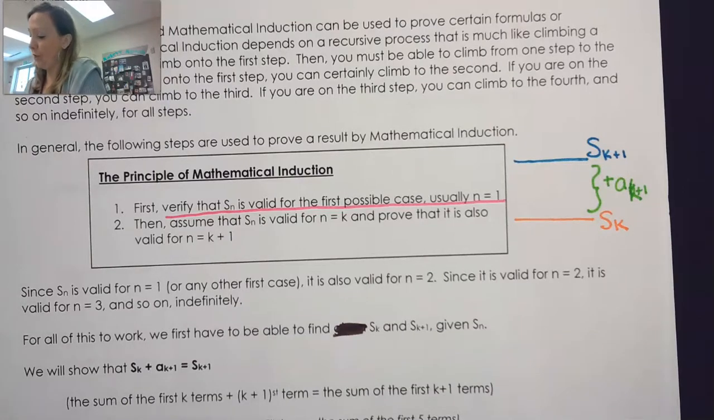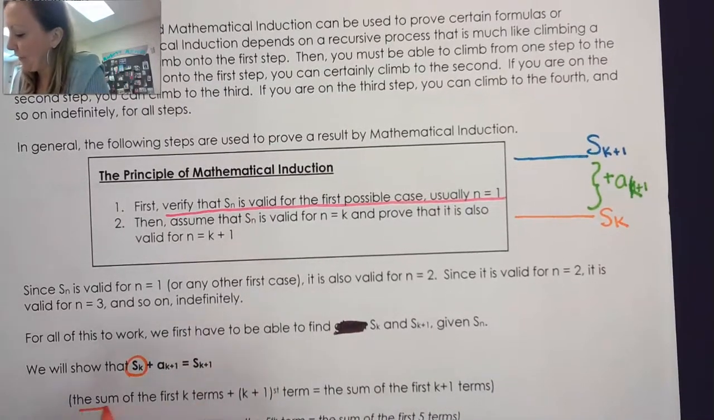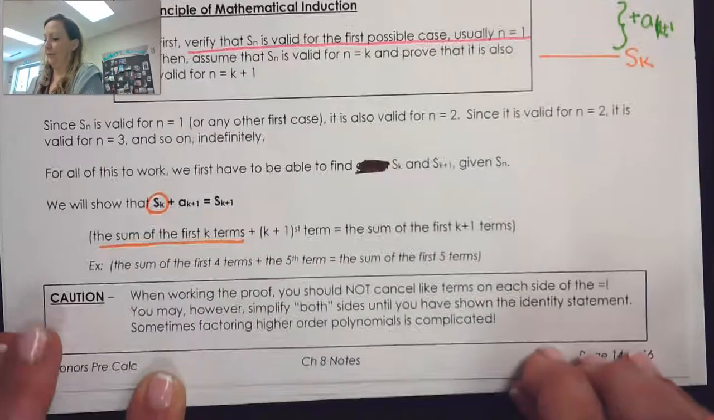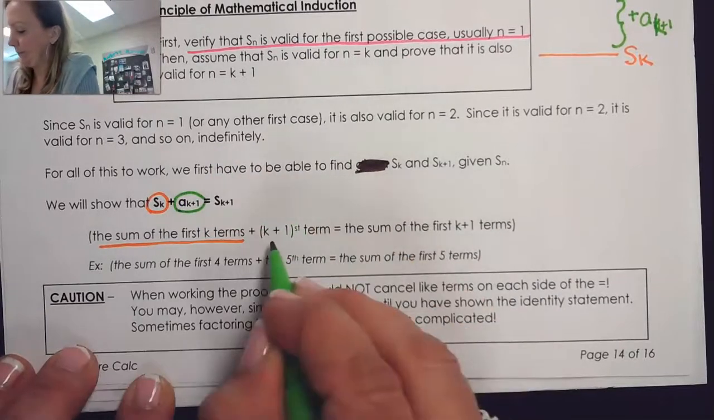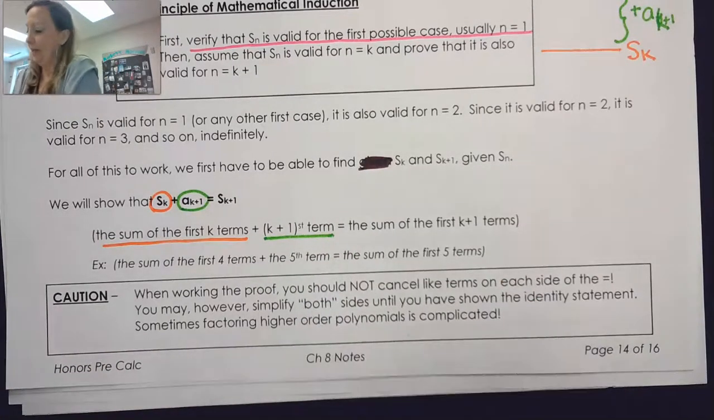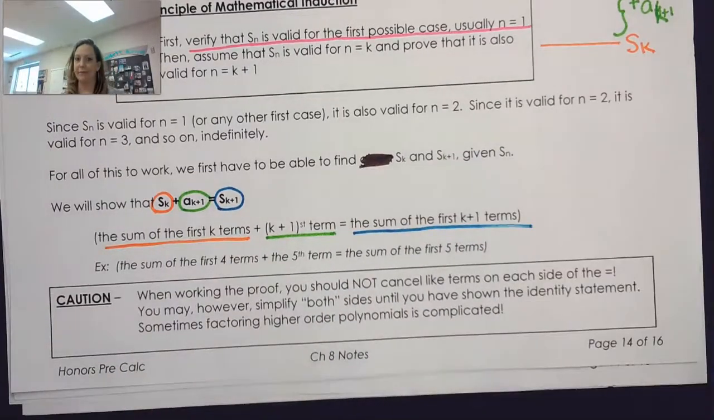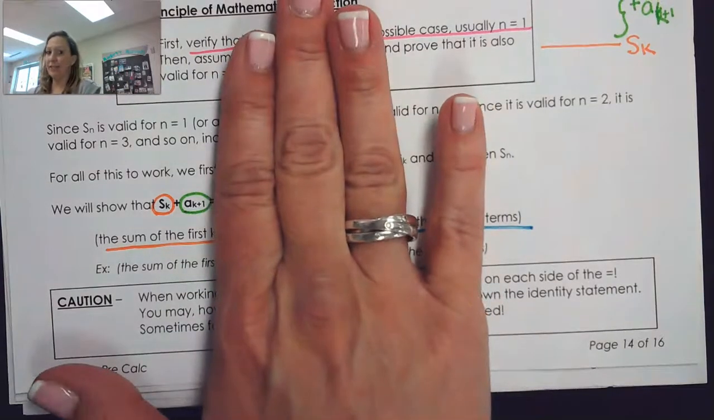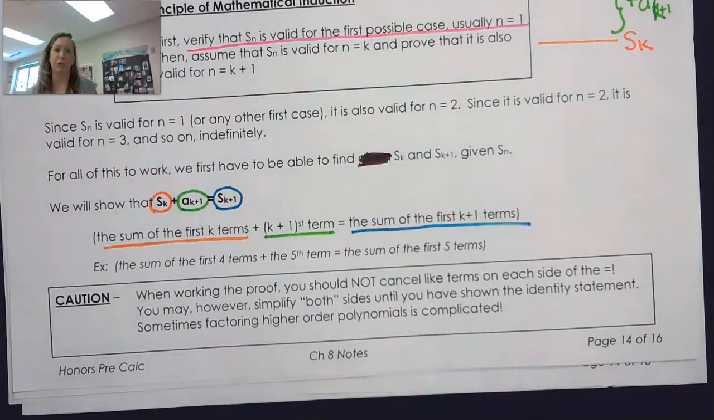So we're going to show that S sub k, which is the sum of the first k terms, plus a sub k plus 1, which is the k plus first term, is going to equal the sum of the first k plus 1 terms. So we're going to show that that is true. We're going to have an expression for this on the left, an expression for this on the right, and we're going to show algebraically that that's true.